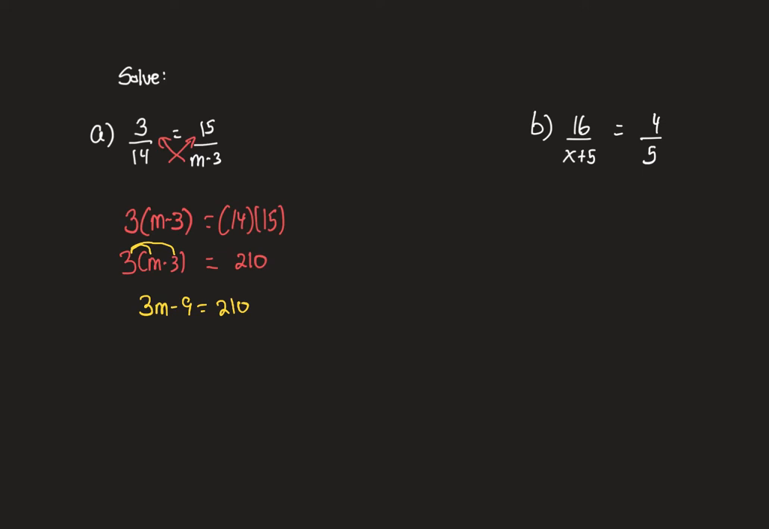Add 9 to both sides. You'll get 3m is equal to 219. Divide both sides by 3. And you should get m is 73. That's one way of looking at it.